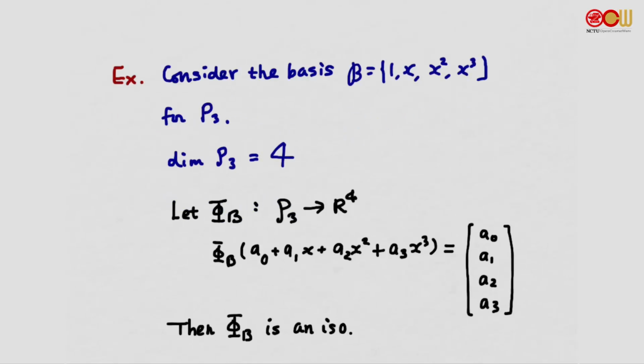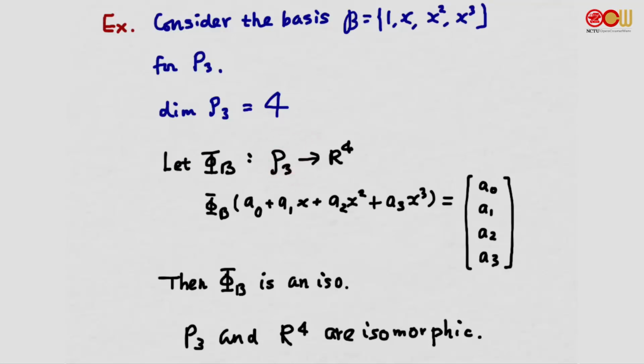And we know phi B is an isomorphism. This also tells us which two vector spaces are isomorphic. These two vector spaces are isomorphic, right? So P3 and R4 are isomorphic. They have the same structure.